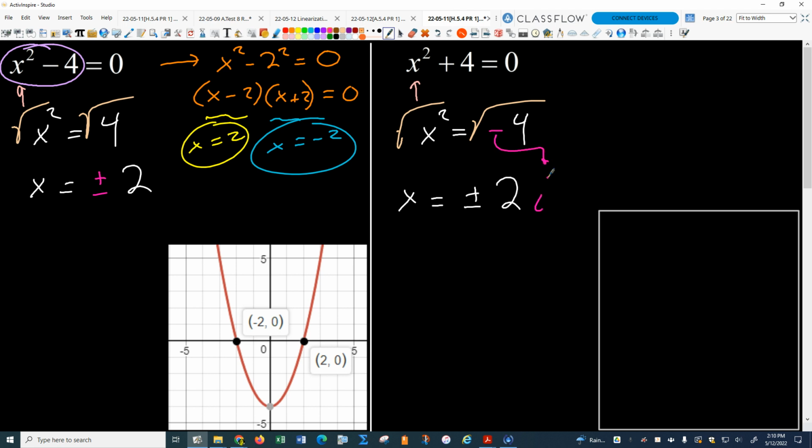Okay, is this one going to have any x-intercepts? No, because there are no real zeros, right? X-intercepts are interchangeable with real zeros. They always go together. So what's this graph going to look like? What do you think, Aubrey?